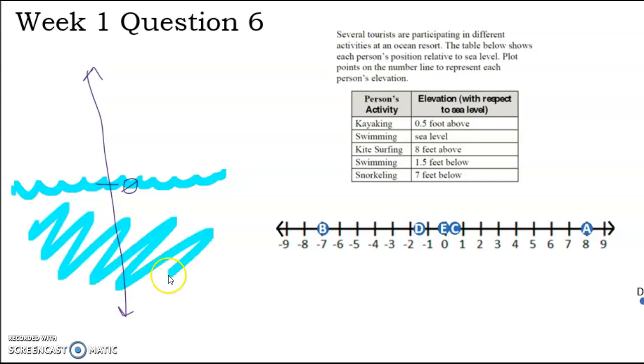So anything below or in the negatives is going to be below sea level. Anything above is going to be above sea level. So sea level is always the number 0. So right here, where it says swimming, they are swimming at sea level. This must be the letter E, because E is right at sea level.